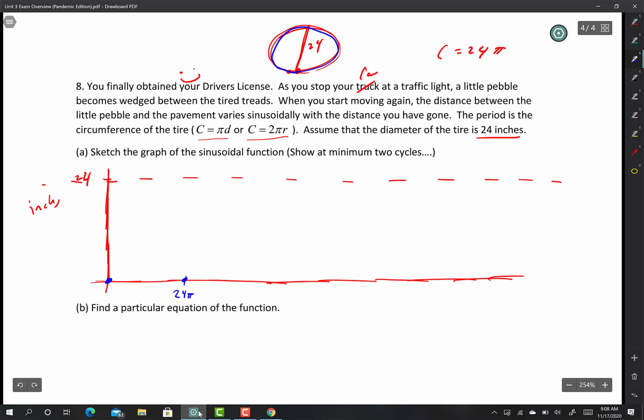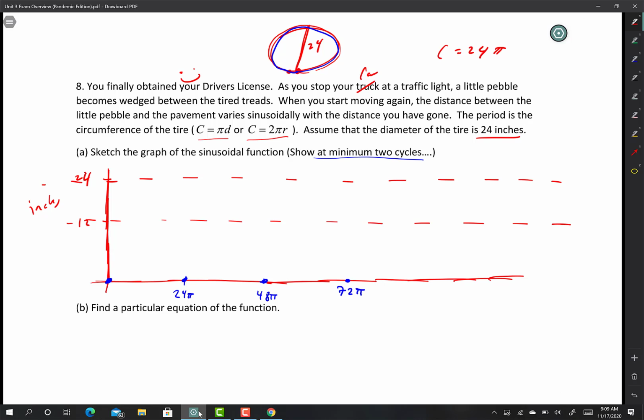So 24 pi, then I'm going to go 48 pi, and so on and so forth, guys. Sorry, guys, I needed a coffee break really quick. It wanted at least another cycle, right? So I'm going to do another one, because it says to show at least 2 cycles. So 72 pi. So there it is. So the midline is at 12. That's the middle between 0 and 24.